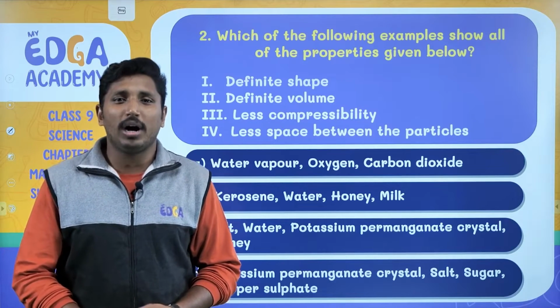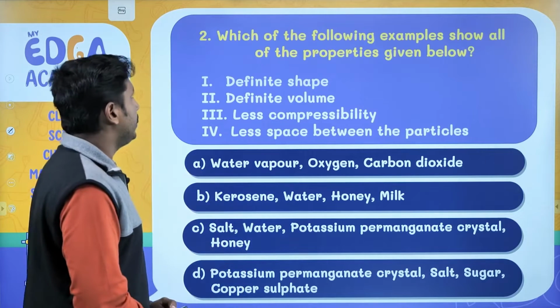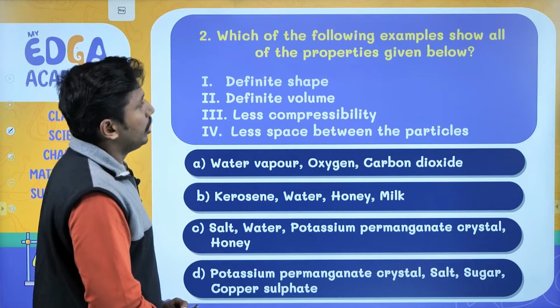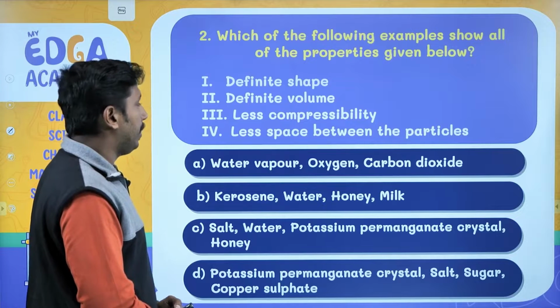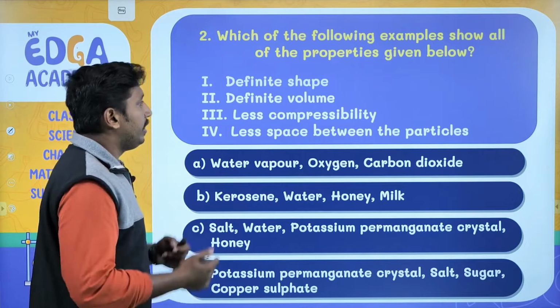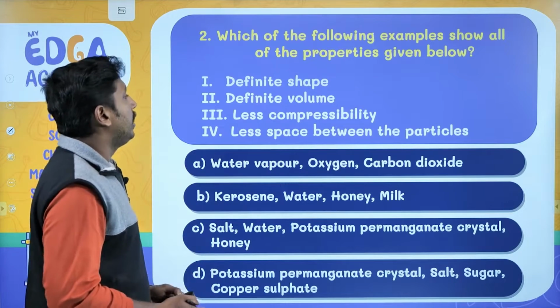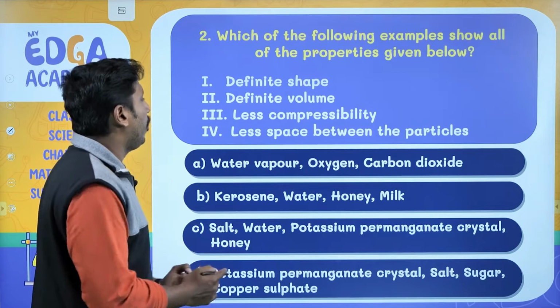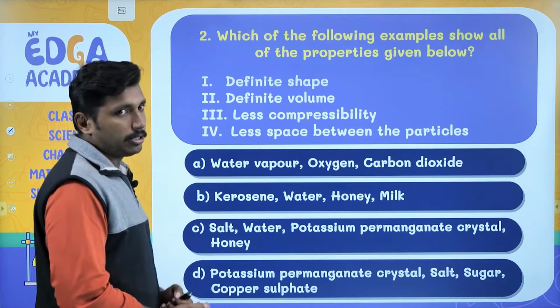Now, let's move on to our second question. The question is, which of the following examples show all the properties given below? The first property, definite shape. Second, definite volume. Third, less compressibility. And fourth, less space between the particles.